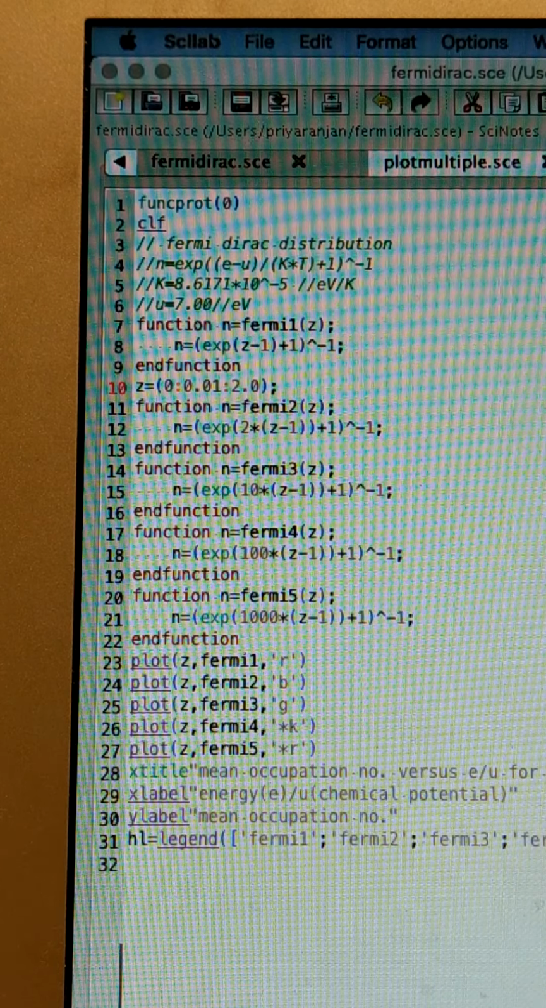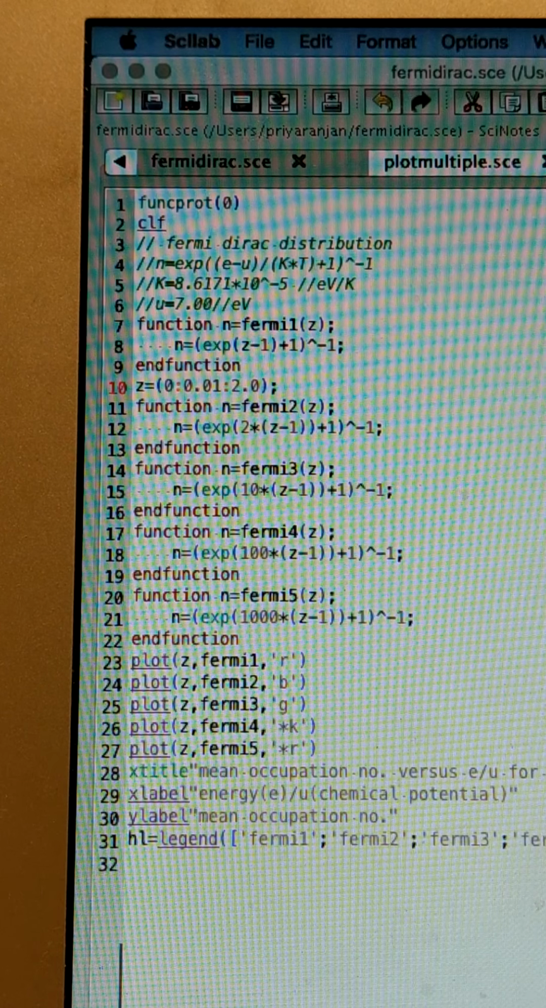And I also take a value of mu. I don't specify the element. I just say that it is 7 eV, electron volt. So you can see that epsilon, mu by kT becomes a pure number. From the units itself, you can make that out.